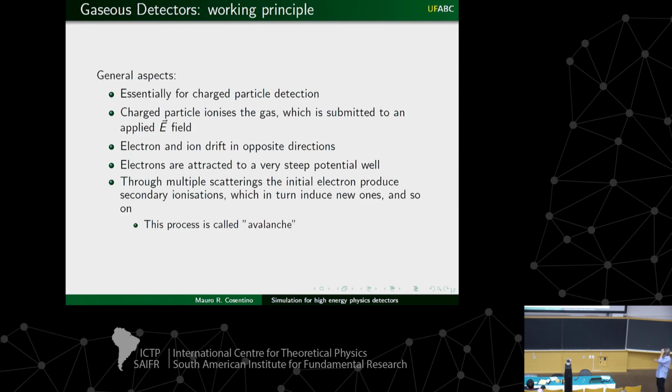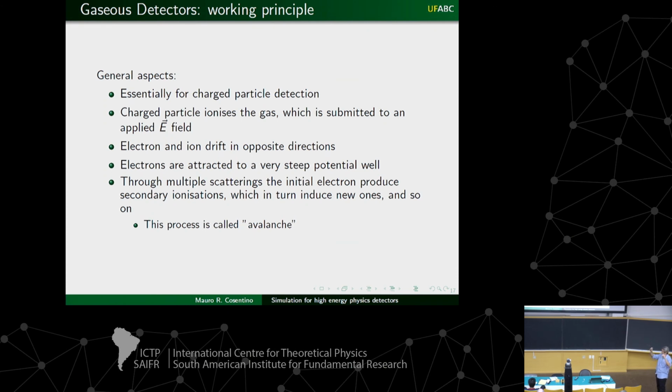The working principle of gaseous detectors is basically for charged particle detection. A charged particle ionizes the gas, which is subjected to an applied electric field. So the electron goes in one direction, the ion goes in the other direction. The electrons go very fast, and the ions go very slow. So the electron and ion drift in different directions. Electrons are attracted to a very steep potential well. This is normally how we do it.